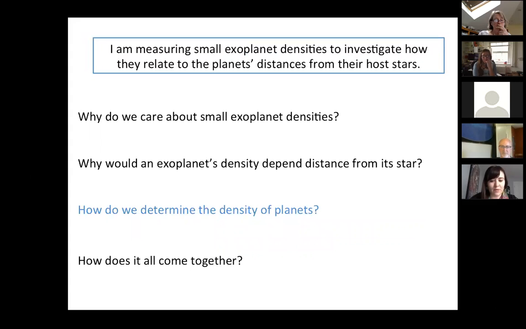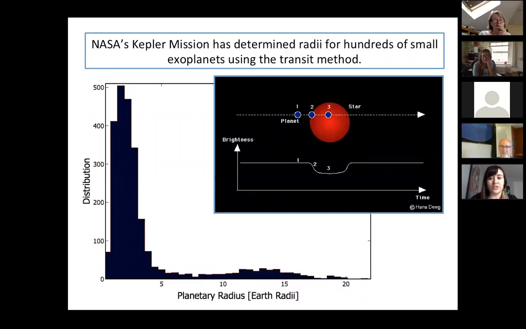So before we can answer that question, what we really need to do is determine the density of different exoplanets. And so I'm going to talk to you about how we go about doing that. So you guys have talked about transits quite a bit, so I'm hoping maybe Kepler has come up.